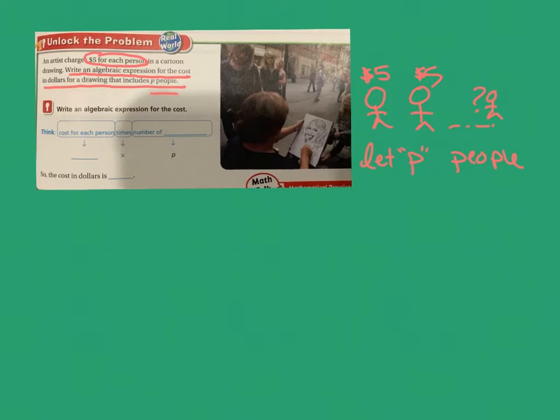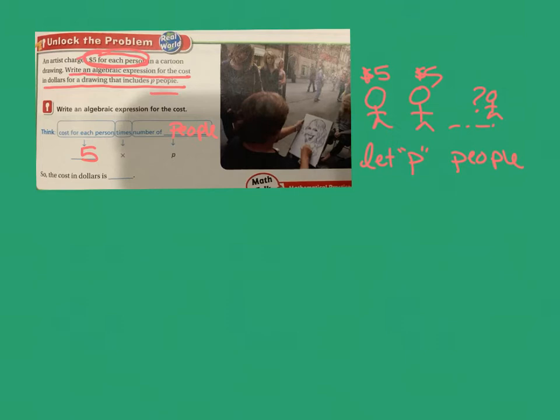Okay, so the cost for each person we know is $5. It says right there, $5. And I would multiply that by however many people I have.